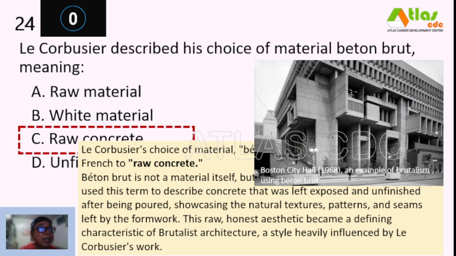Another building example of Brutalism is the Boston City Hall in 1968 using béton brut.